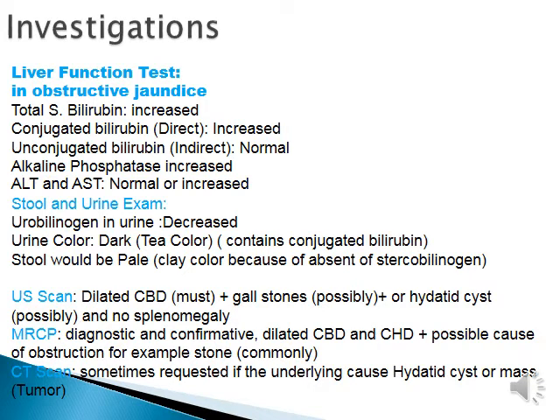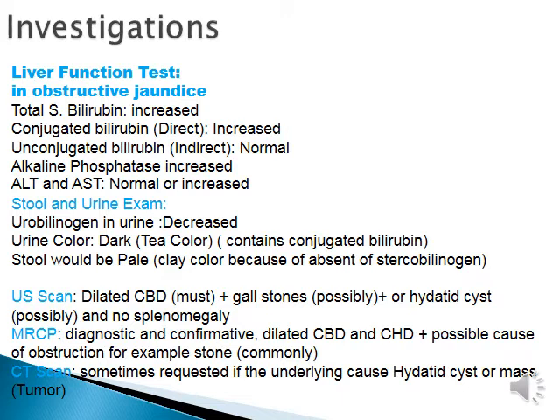Investigations of a patient with jaundice. First of all, liver function test, which is a very important blood test in case of jaundice. The changes that will occur in liver function test in obstructive jaundice are as follows. Total serum bilirubin will increase. Conjugated or direct bilirubin will increase as well, while unconjugated indirect bilirubin will be normal. And alkaline phosphatase will be increased, while ALT and AST would be normal or increased.